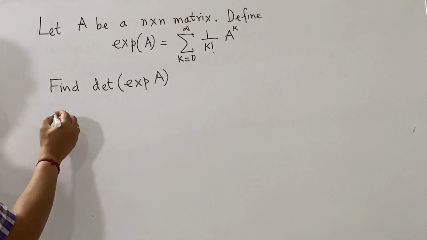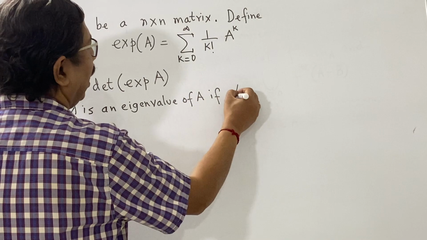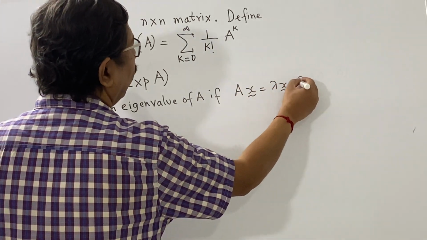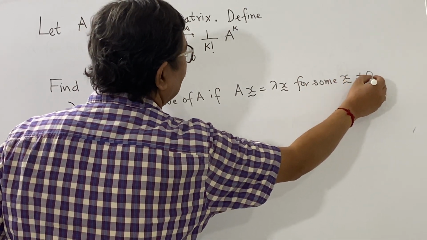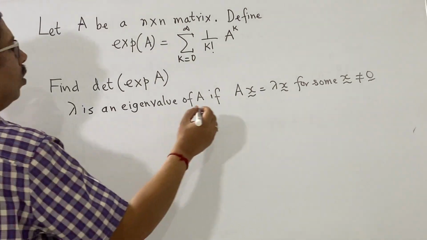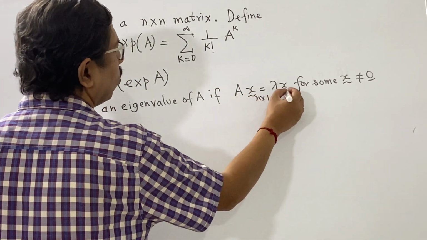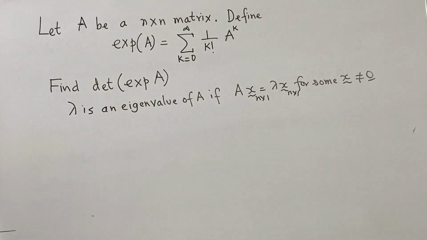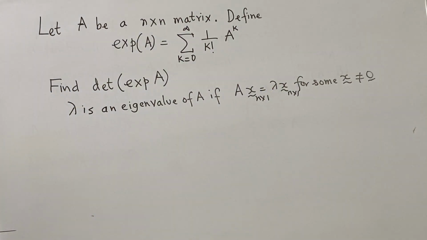Recall that lambda is an eigenvalue of A if Ax is equal to lambda x for some x not equal to the 0 vector. So these x's are n cross 1 vectors. Lambda can be a real or complex number. And if we have this condition met, then we say that lambda is an eigenvalue.